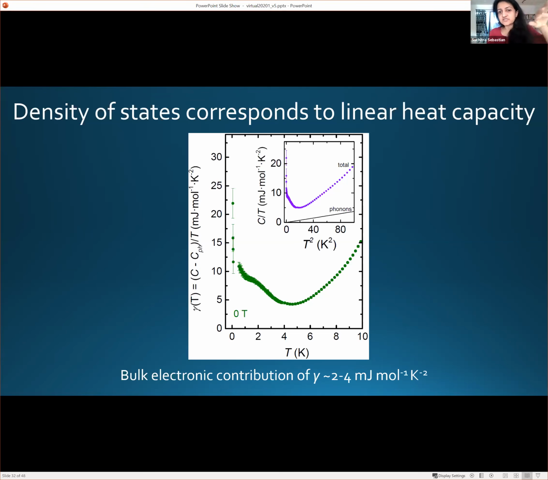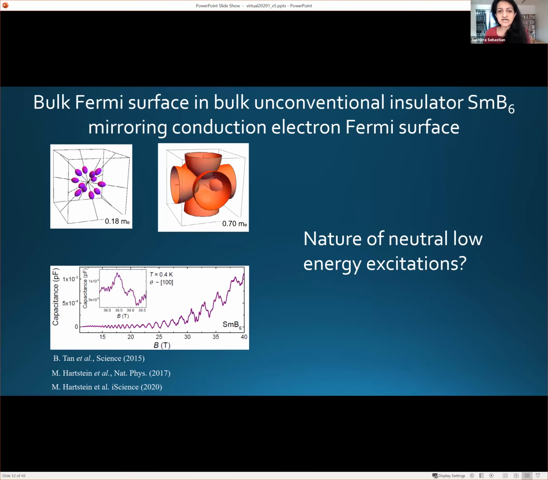And interestingly, this upturn is similar to the upturn in the quantum oscillation amplitude. So that's an even more complex phenomenon, but at least down to around a few Kelvin, gamma is consistent with roughly what you would expect for the density of states. So this is consistent with in-gap neutral low energy excitations.